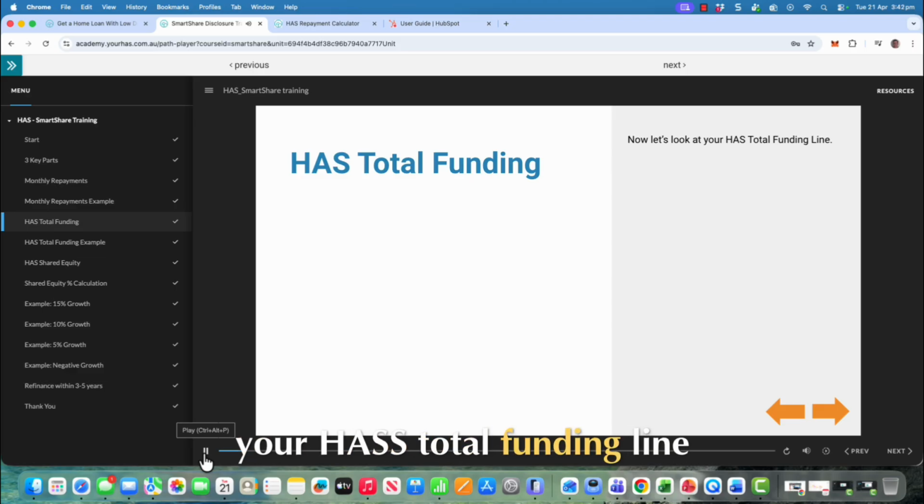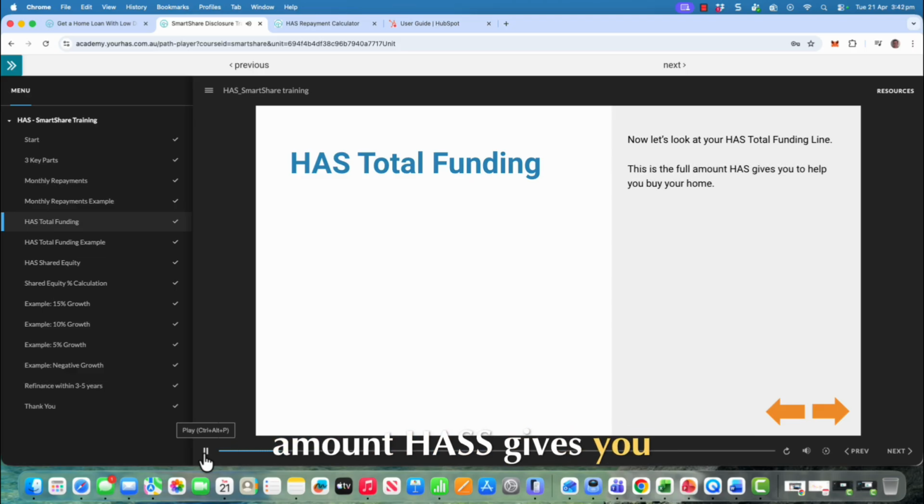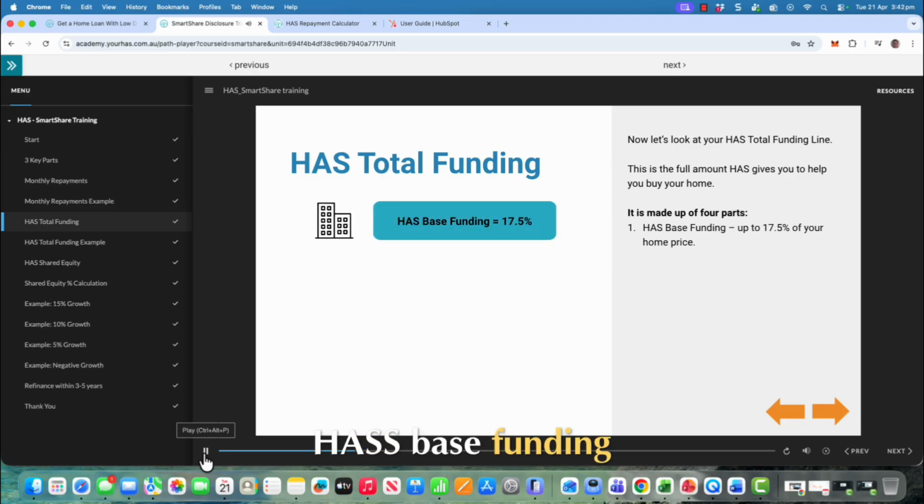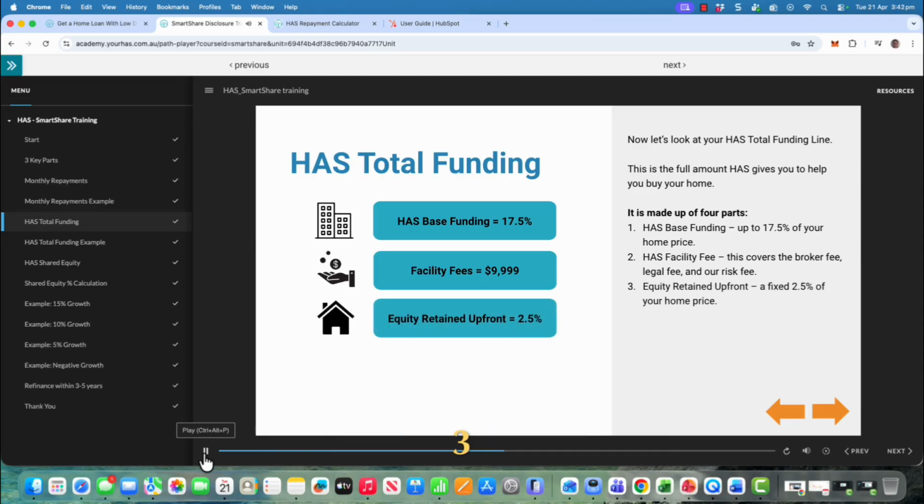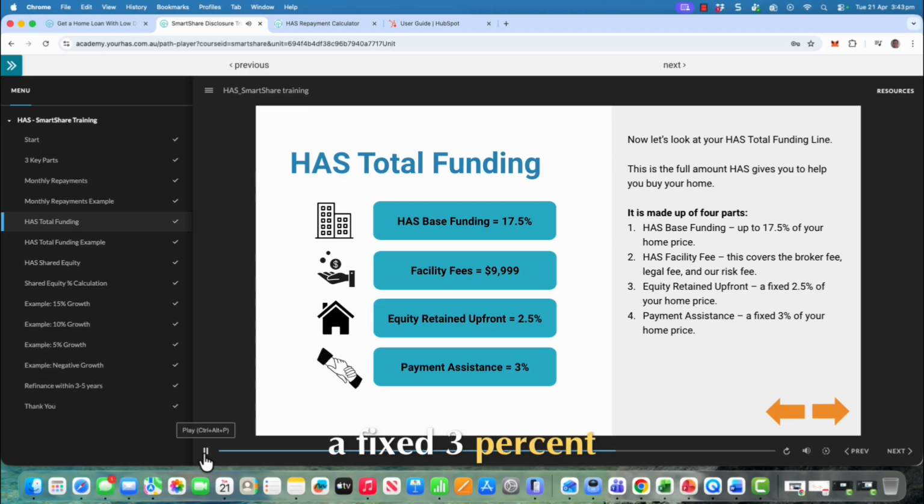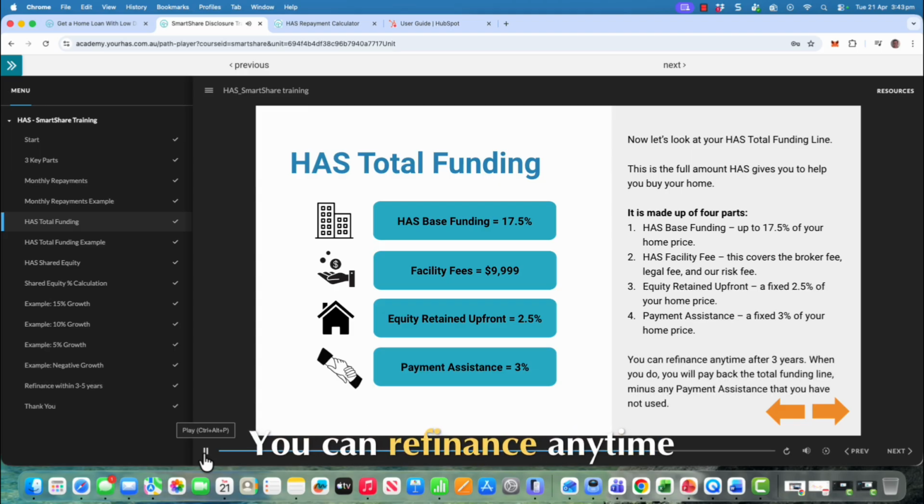Now let's look at your HAS total funding line. This is the full amount HAS gives you to help you buy your home. It is made up of 4 parts. 1. HAS base funding, up to 17.5% of your home price. 2. HAS facility fee. This covers the broker fee, legal fee, and our risk fee. 3. Equity retained upfront, a fixed 2.5% of your home price. 4. Payment assistance, a fixed 3% of your home price. You can refinance anytime after 3 years. When you do, you will pay back the total funding line, minus any payment assistance that you have not used.